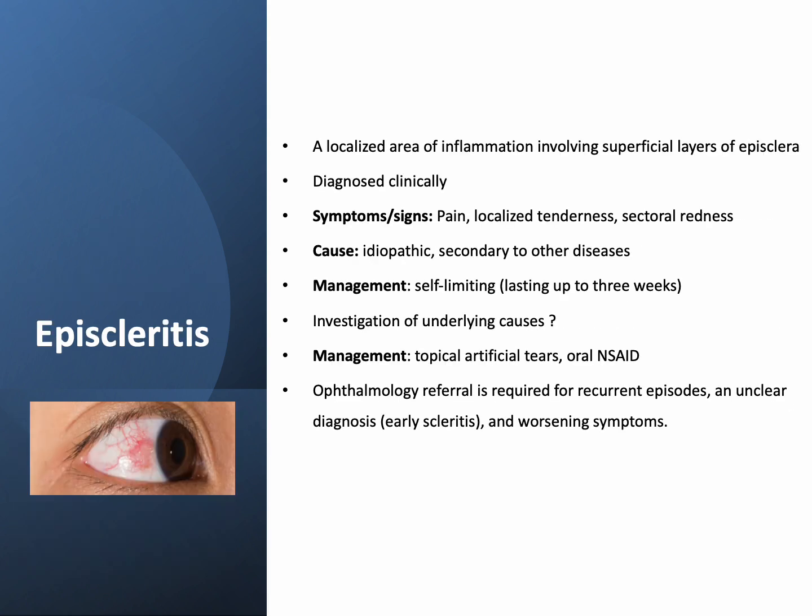Finally, we would talk about episcleritis. From its name, epi, it's above, scleritis, the sclera. So it's a localized inflammation involving the superficial layers of the sclera, the episclera. It's a clinical diagnosis. Usually the patient comes with sectoral redness, pain, tenderness at that area. The causes can be idiopathic or secondary to other diseases, including autoimmune diseases and rheumatoid arthritis. Management, it's self-limiting.